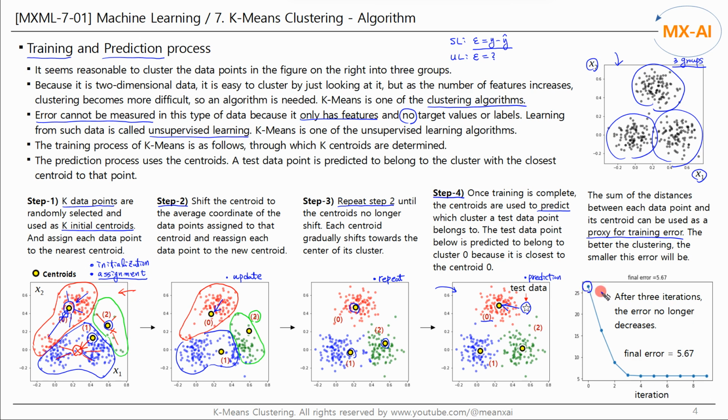However, as the iteration progresses, i.e. as the centroids shift, this error decreases as follows. Repeat step 2 until this error no longer decreases. The final error is 5.67. This is the basic algorithm of K-means clustering.